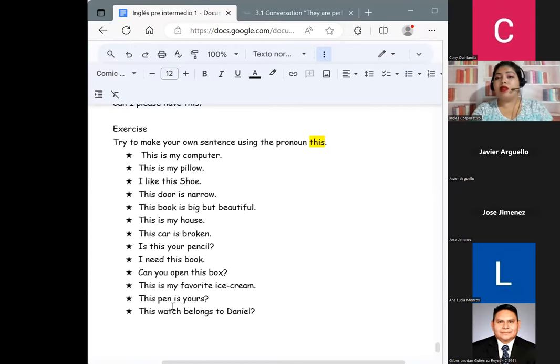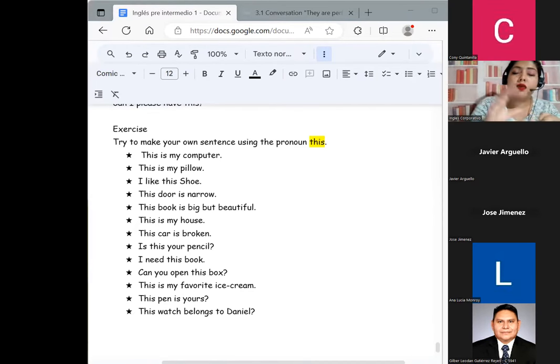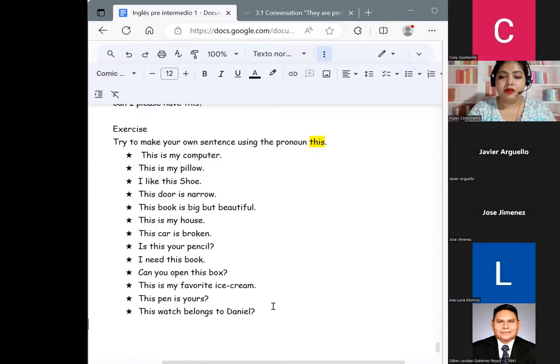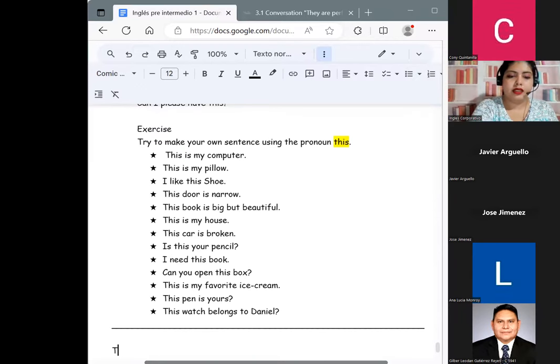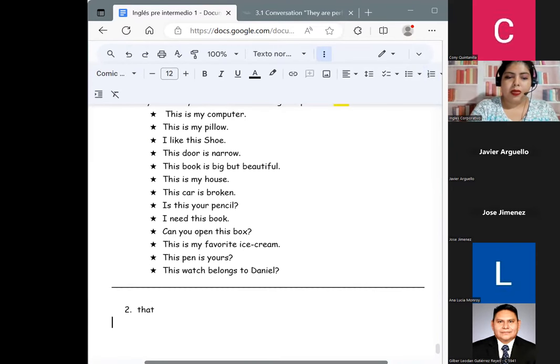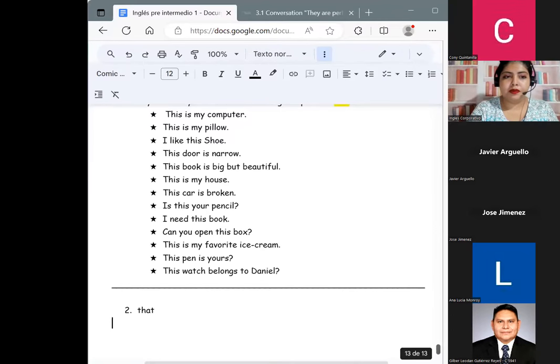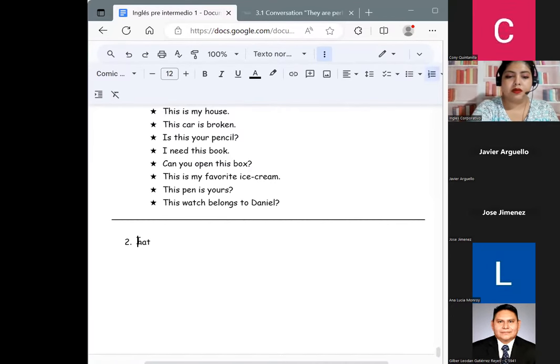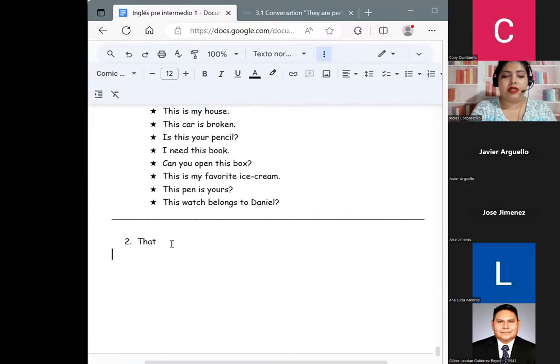Okay, so we have a couple of statements and they are very good, excellent. Thank you for your participation. So we have here a couple of examples more related to the use of this word. We are going to see the second one. We are going to talk about that. So we have here that, number two. Okay, we have here the information.